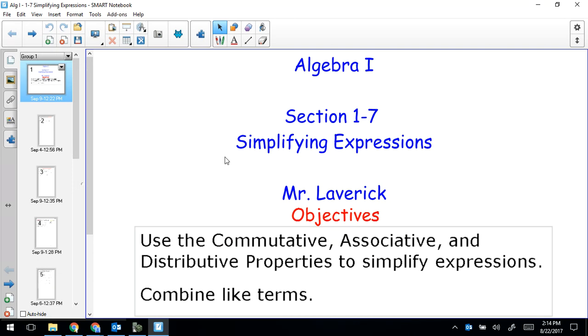All right, hi everybody. This is just a notes over the lesson, section 1.7, simplifying expressions.